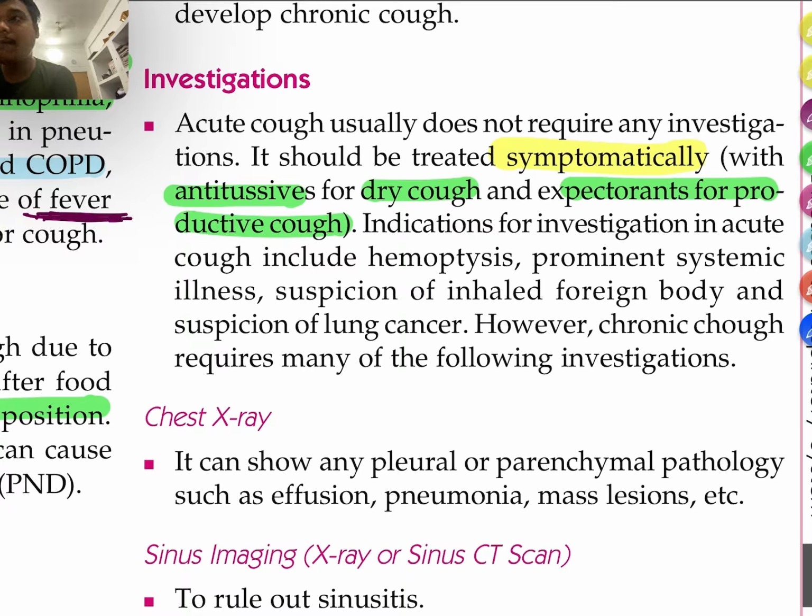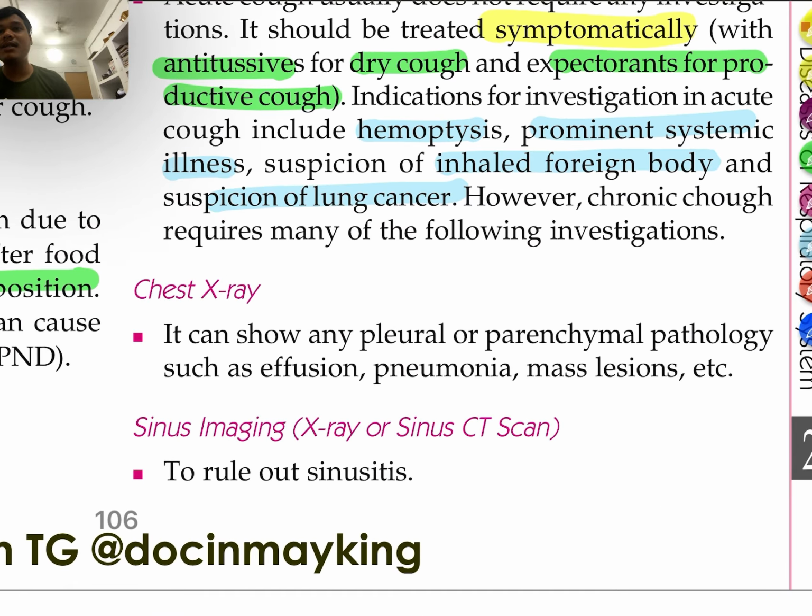Next is the indication for investigation in acute cough. It is required in case of hemoptysis, prominent systemic illness, suspicion of an inhaled foreign body, or suspicion of lung cancer. However, chronic cough may require investigations. What are the investigations in chronic cough?